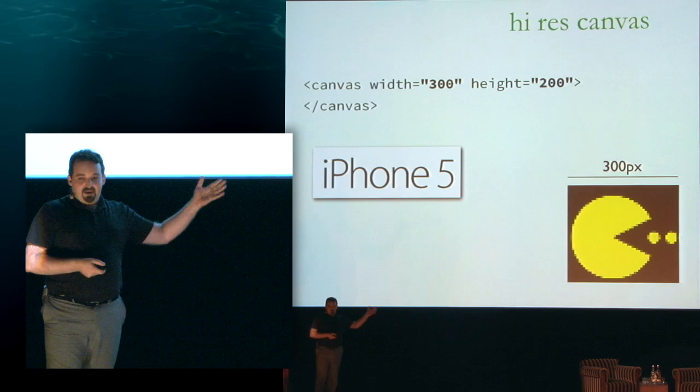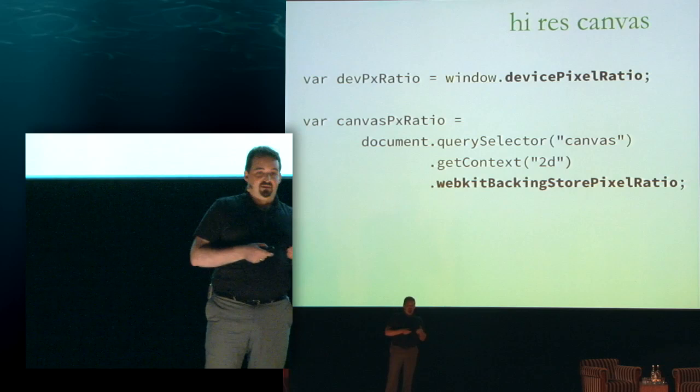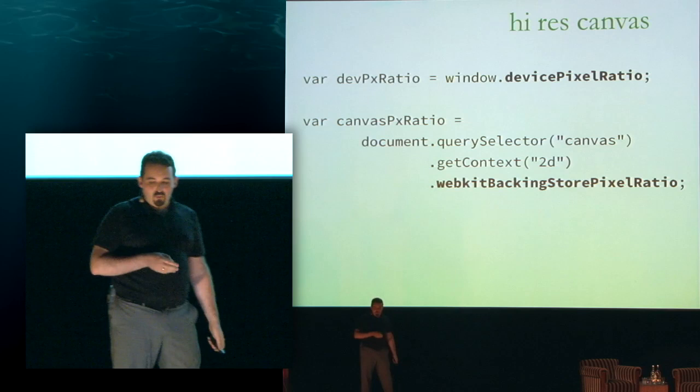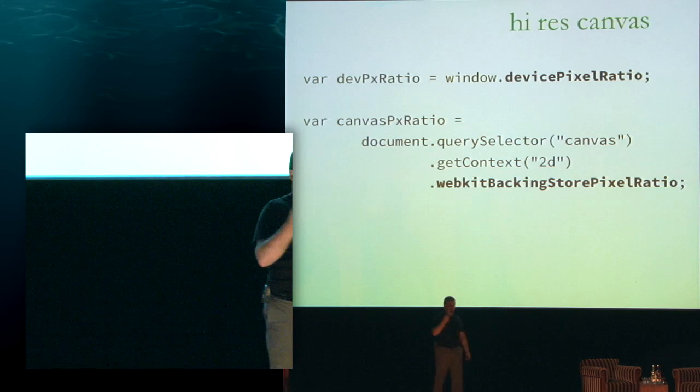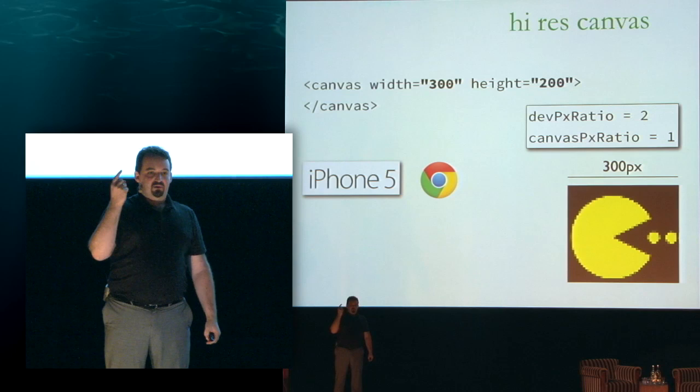So to solve the problem, with JavaScript, we can query about the device pixel ratio. And on the latest version of WebKit, there is a new property that you can also query, called the WebKit backing store pixel ratio. That is basically another pixel ratio that the canvas is using. So for example, on the iPhone 5, we have a device pixel ratio of 2, but a canvas pixel ratio of 1. That means that the canvas is low resolution.